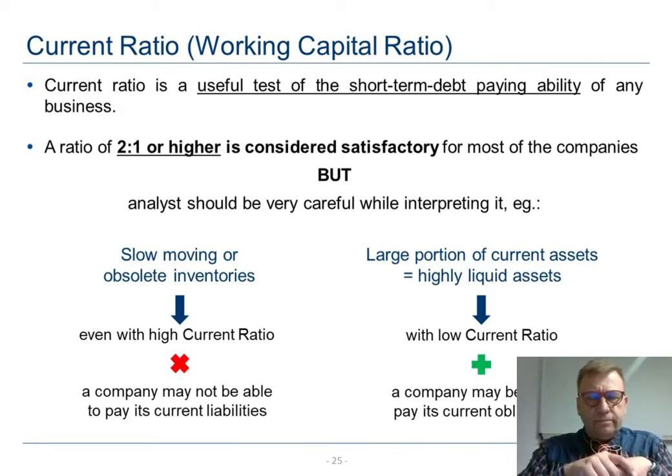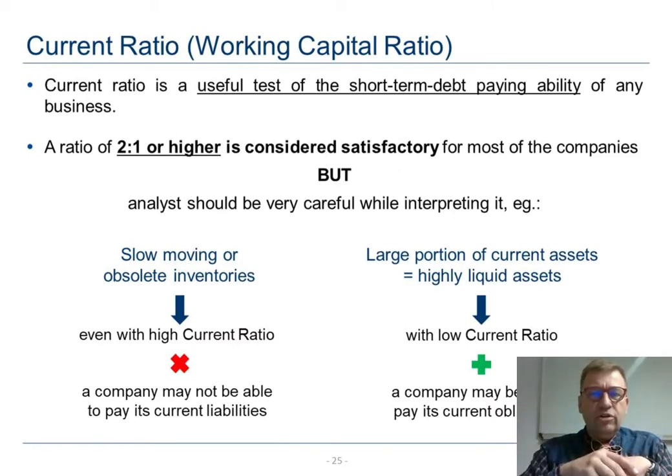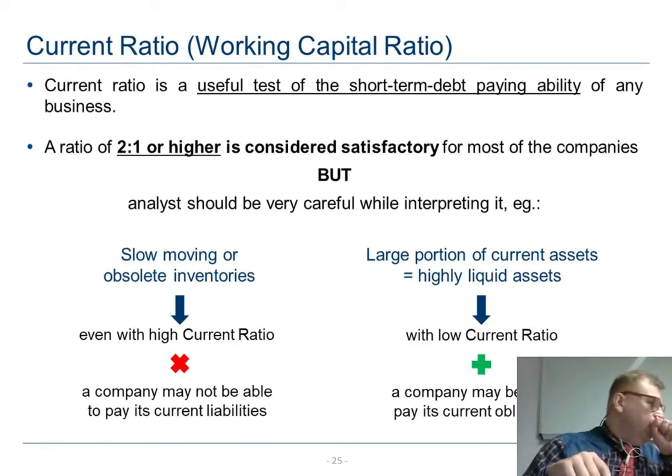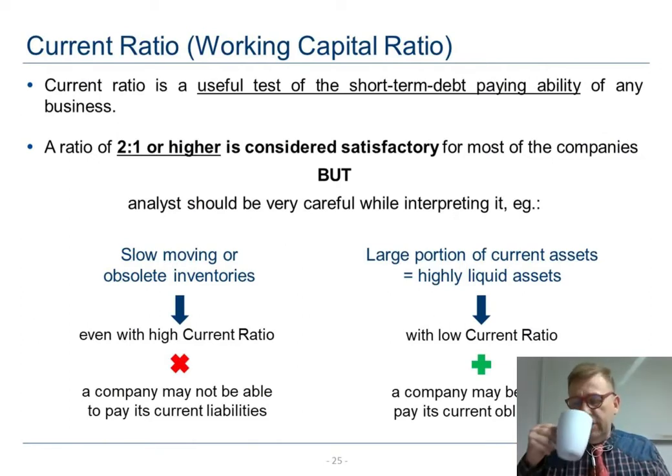However, if the company has a very large portion of current assets made of highly liquid assets, then even with a low current ratio, a company may be able to pay its current obligations. Therefore, we have to be prudent with current ratio, but a figure of 2 is okay, generally.